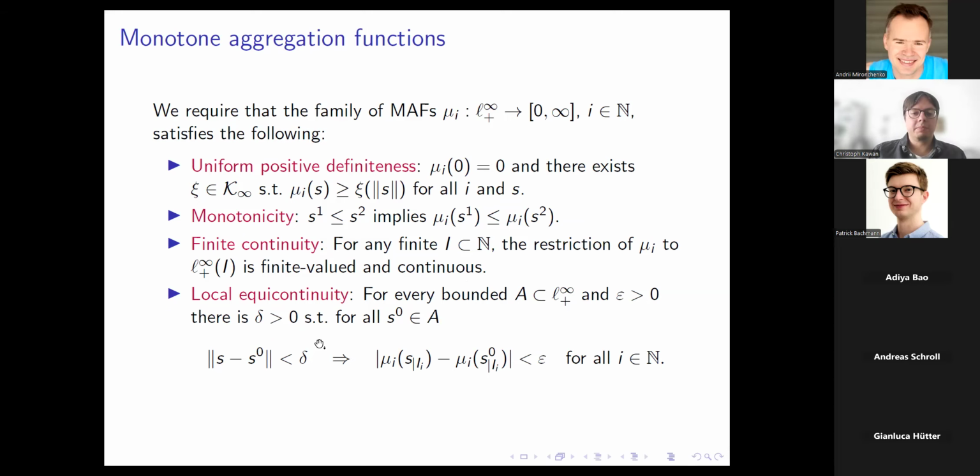And I have a fourth property, which I call local equicontinuity, where I don't want to go exactly through these definitions. On the next slide, I will show you actually why I need the assumption. Basically, it's an equicontinuity assumption about all the mu i's, which should hold on bounded subsets of the cone.